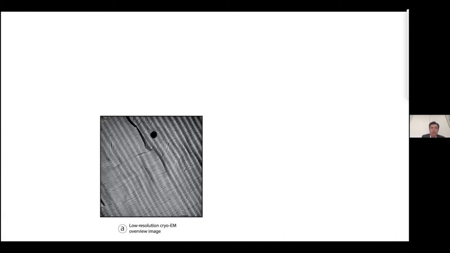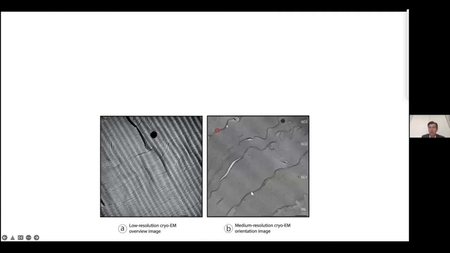So usually in practice, we take a medium resolution image to start with, to orient ourselves. So here is at a slightly higher resolution, the stratum corneum cells with the extracellular space here. And then we choose an area where we want to do really high resolution electron microscopy.